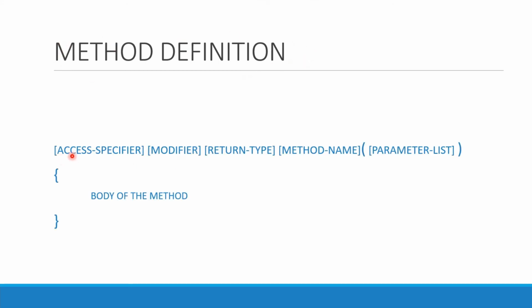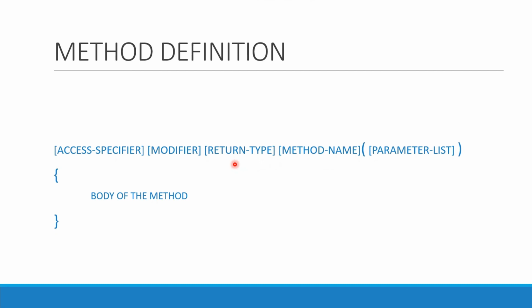Let's see how a method definition block looks. A method definition block has an access specifier, a modifier, a return type, a method name, and a parameter list. You need to follow this entire format when you declare a method. By default, the access specifier is public. If you don't declare anything, the access specifier becomes public. The modifier is optional, but the return type and parameter list are actually required in order to call the method definition.